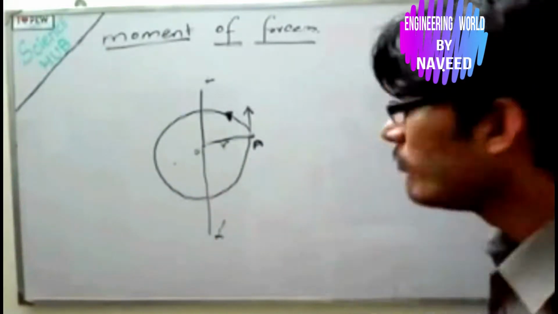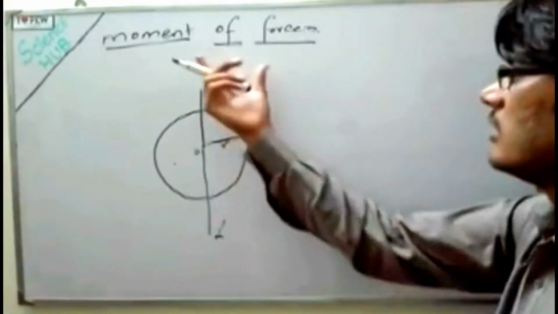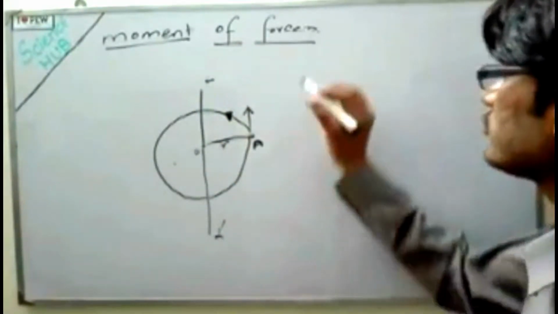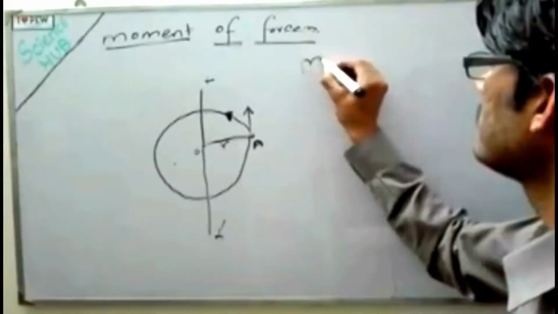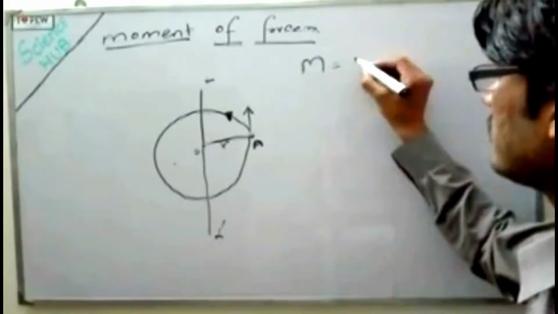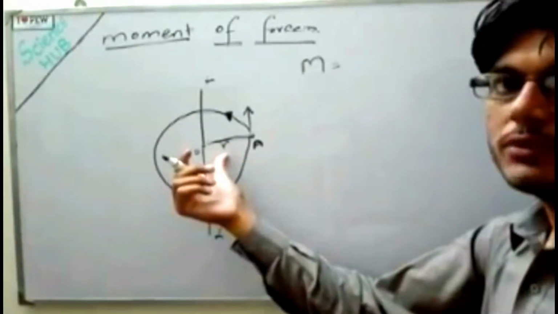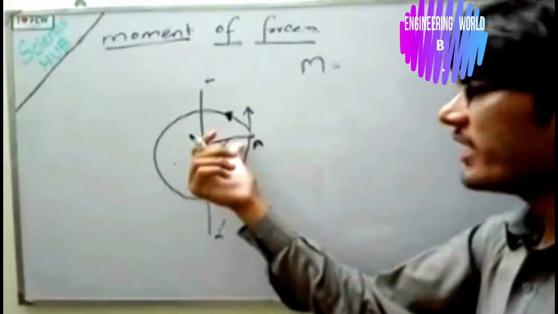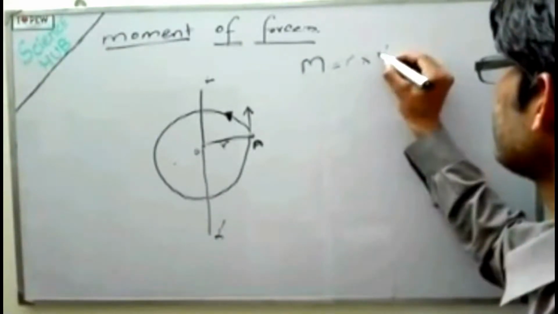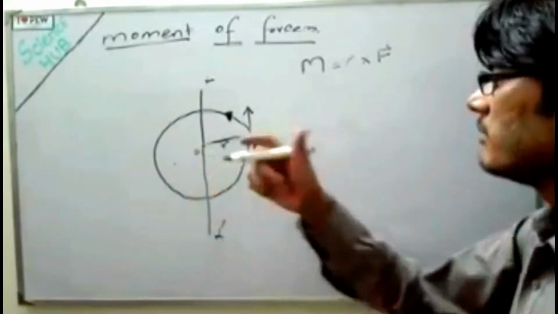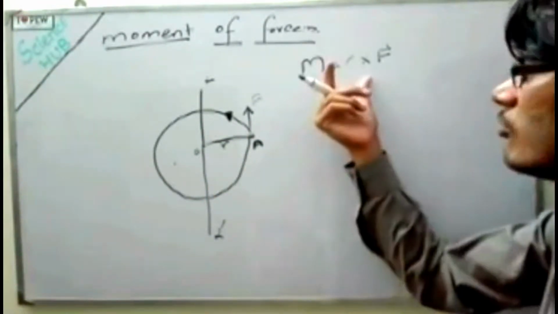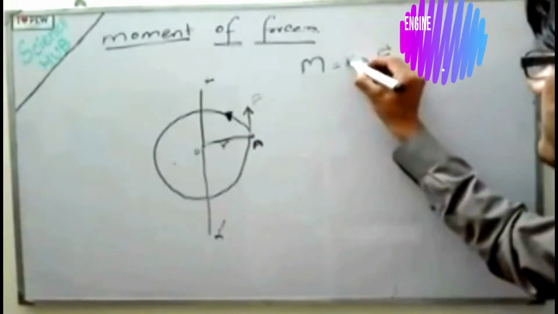Now its mathematical form: first of all, we represent the moment of force with the letter M, and this M will be equal to the force and the perpendicular distance between the point of force and the axis of rotation. So this will be equal to R multiplied by F. This is the F. So the moment of force will be equal to the cross product of R and F.